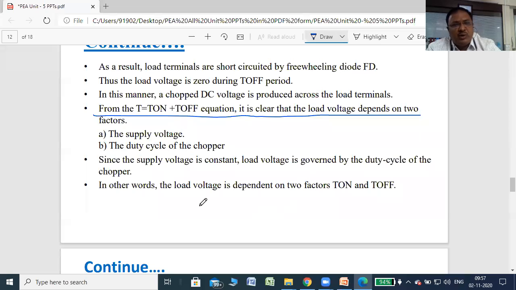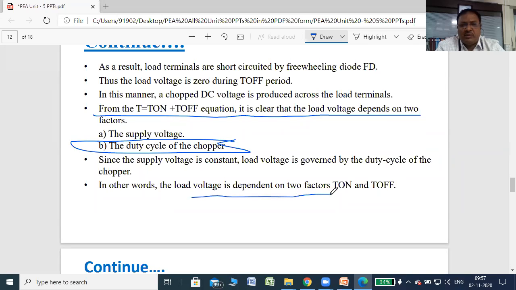Since the supply voltage is a constant, the load voltage is governed by the duty cycle only. As we know that the supply voltage is a constant, the output depends only on the duty cycle of the chopper, right? In other words, the load voltage depends on two factors, T on and T off, right?